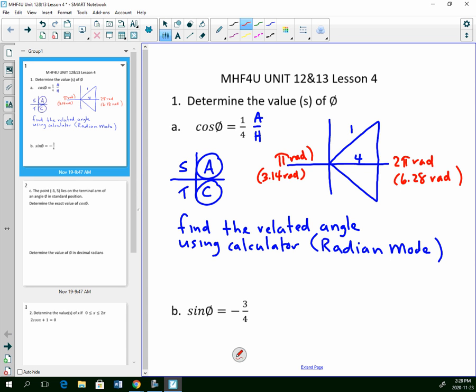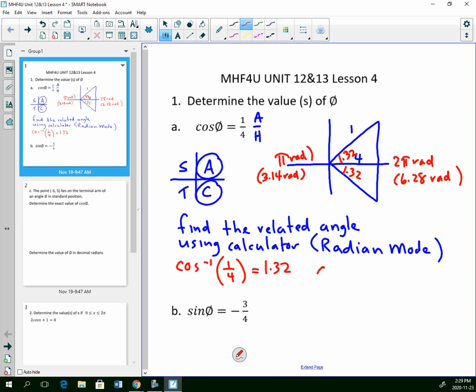Okay? So if I'm finding my related angle using my calculator, I would do shift cosine of the ratio, 1/4. And that will allow me to determine the related angle in decimal radians, making sure my mode is in radians. I'll do shift cosine of 1/4. And it works out to be 1.32. So that is a 1.32 related angle in quadrant 1, or a 1.32 related angle in quadrant 4.